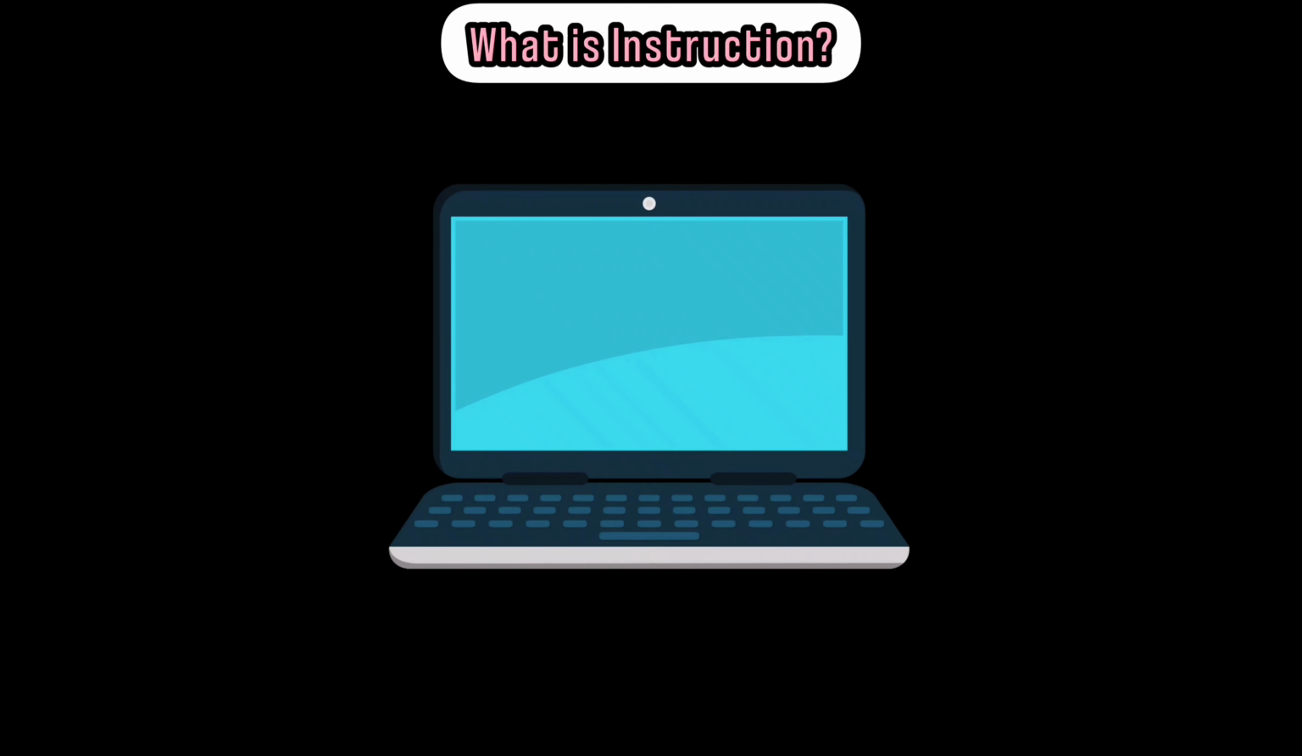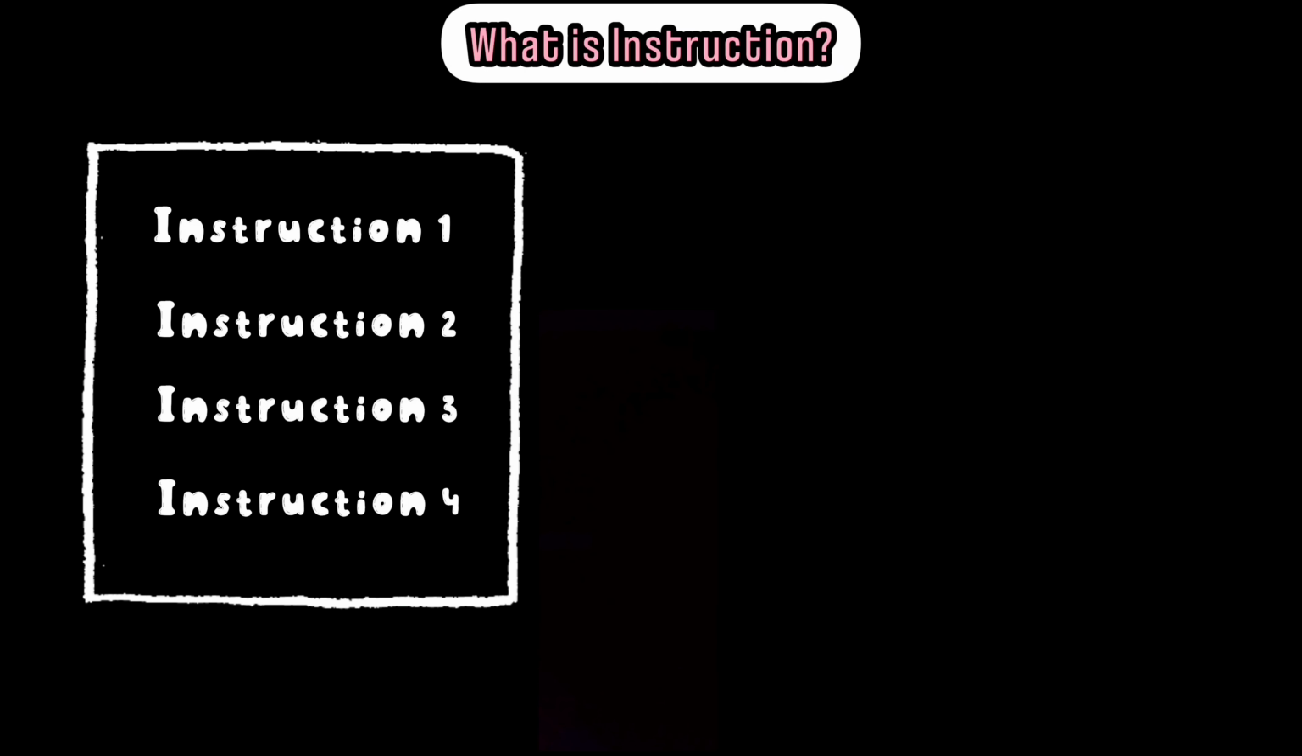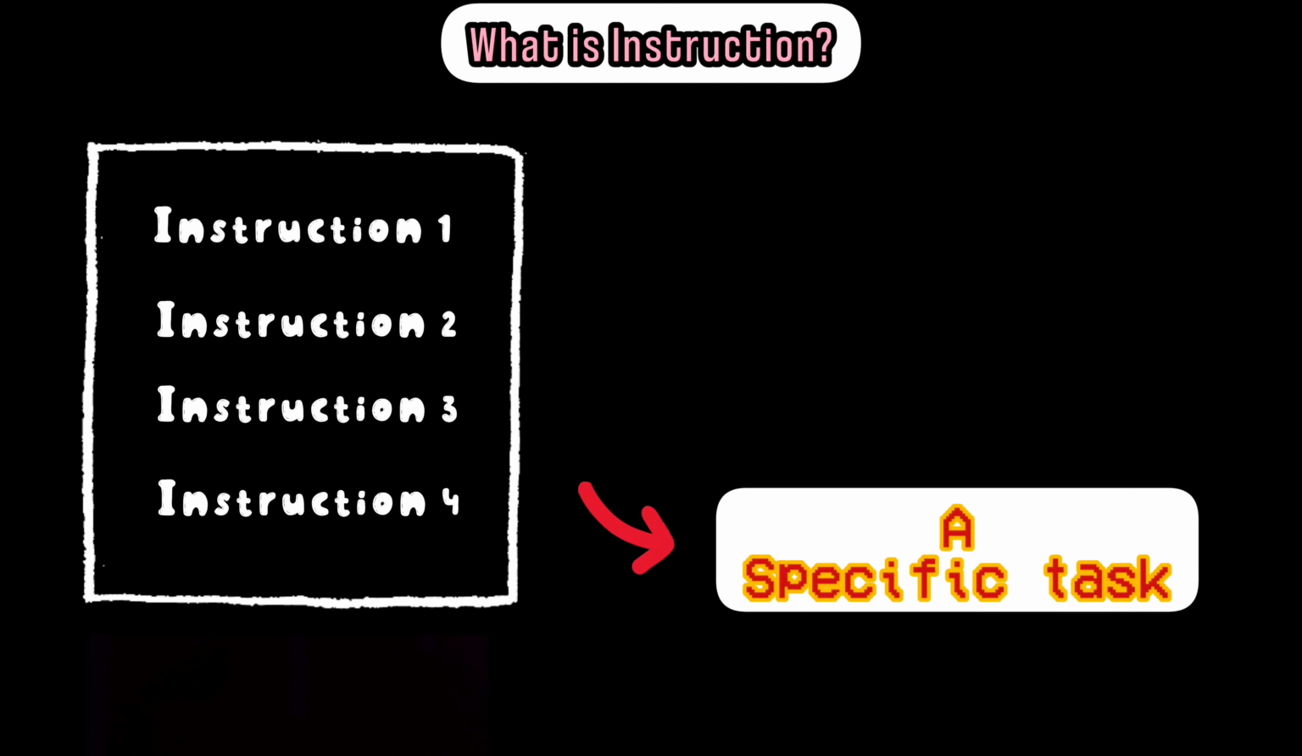Likewise, when we tell a computer to add two numbers for us, we are actually giving the computer, you guessed it, an instruction. When we bundle up a bunch of these instructions together, which completes a specific task, then that set of instructions is called an algorithm.